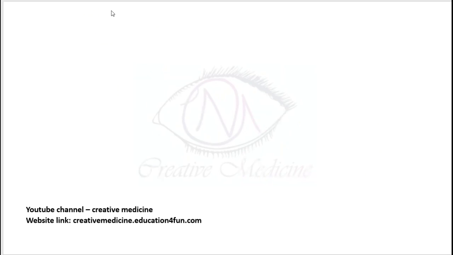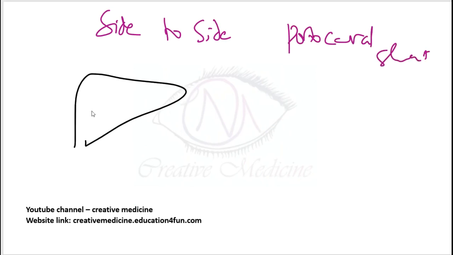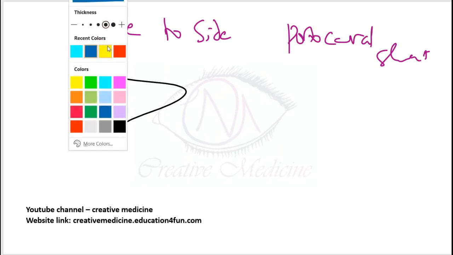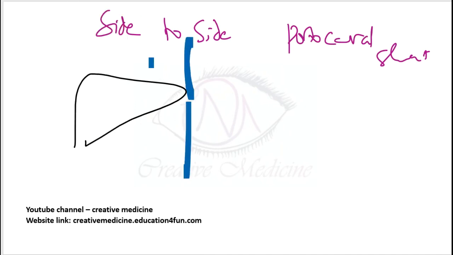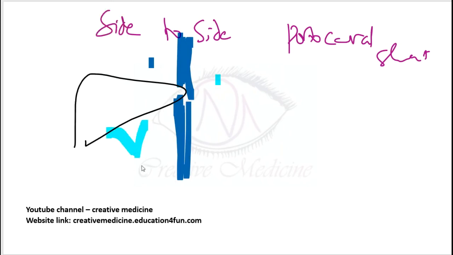Next important one we have is the side to side portocaval shunt. In side to side portocaval shunt, this is the liver and this is the inferior vena cava. Okay. Now this is the portal vein. Even here you divide the portal vein, but the difference is that both the proximal part is anastomosed to the inferior vena cava, and the distal part is also anastomosed to the inferior vena cava. So what is this?